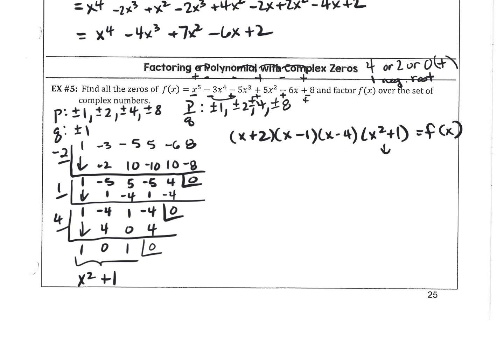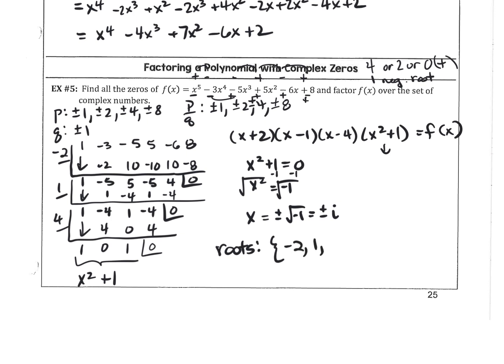To solve for my zeros, I'm going to take x squared plus 1 and set it equal to 0. That means I'm going to subtract 1 from both sides, so I end up with x squared equals negative 1. I'm going to take the square root of both sides. So x equals plus or minus the square root of negative 1, which is plus or minus i. So my roots, or zeros, are as follows: negative 2, 1, 4, i, and negative i. And that is 5. And look at the degree right here, 5. Okay? That's how it works.